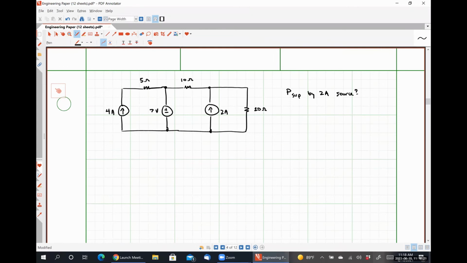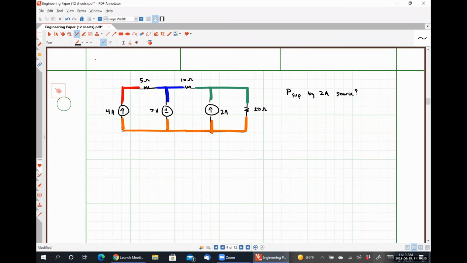How could I solve this question using nodal analysis? What's the first thing that I should do? You still got to identify your nodes, right? Absolutely. So first step, always identify my nodes. Here's one node. Here's a second node. Here's a third node. Here's a fourth node.